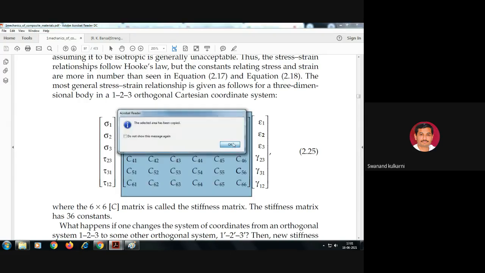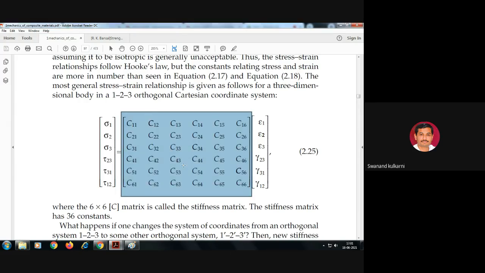So always take into consideration that the C matrix which is shown here is considered to be the stiffness matrix, and it is 6 by 6. Is it okay? The 6 by 6 matrix is called the stiffness matrix. So how many constants are there in this matrix? In this matrix, a total of 36 constants are present.